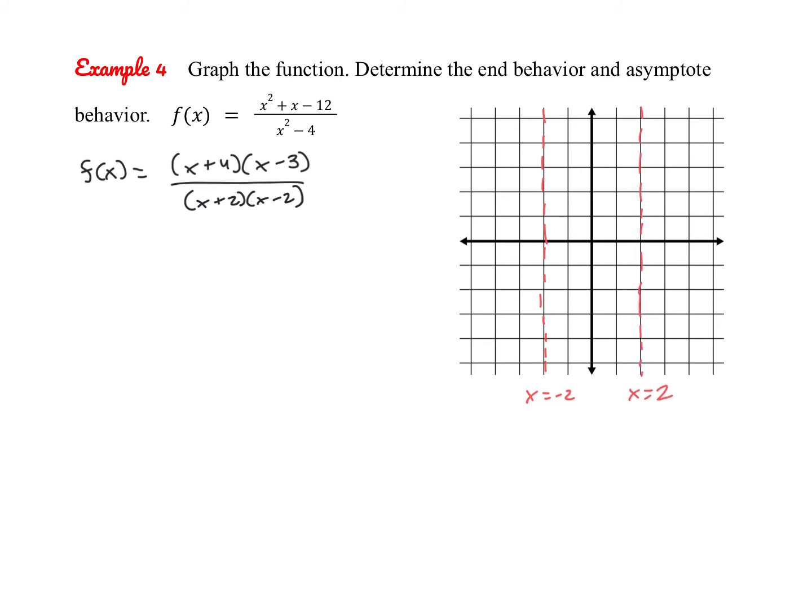And x equals positive 2. If you remember our rules, when the degree is the same, our horizontal asymptote is at the ratio of the leading coefficients. So it's going to be at y equals 1. All right, let's find our x-intercept. So we set our numerator equal to 0, and we get negative 4, 0, and 3, 0.